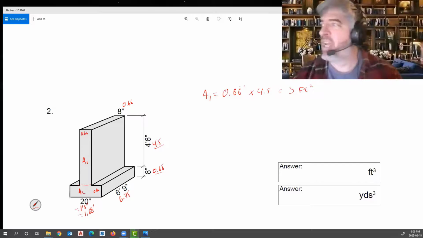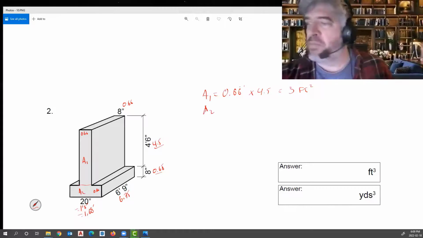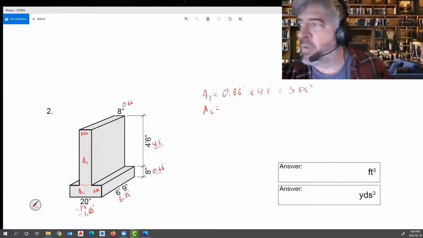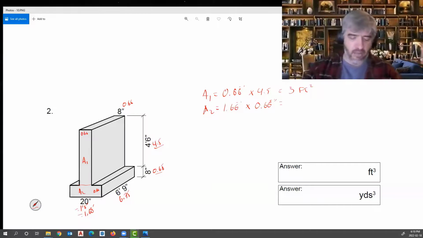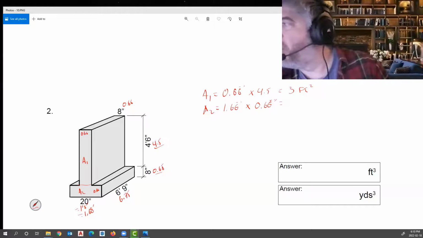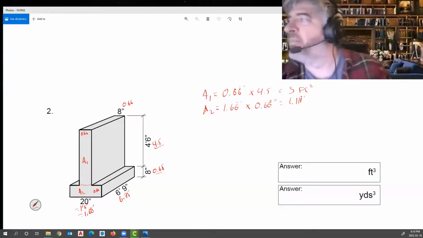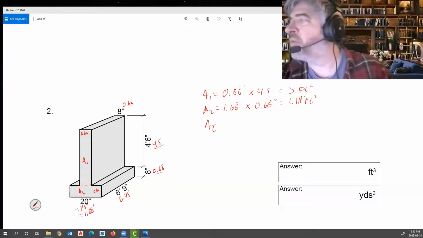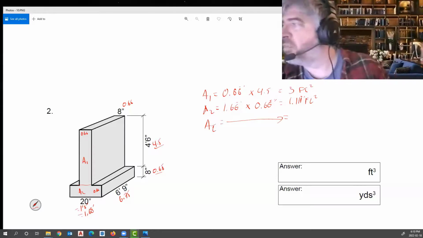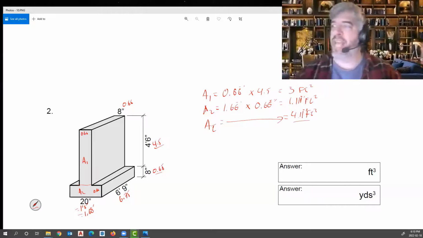3 square feet. It's 2.999999999, so it's 3, okay? Now for area 2, which would be the bottom side of the footing there, the width is 1.66 feet, that's 20 inches. And I just multiply this by 0.66, which is the height. So 1.666666 times 0.666666 equals 1.11 repeating, and that is also square feet. So my area total would just equal the sum of those two, which would be 4.11 repeating. Okay, that's my area total.